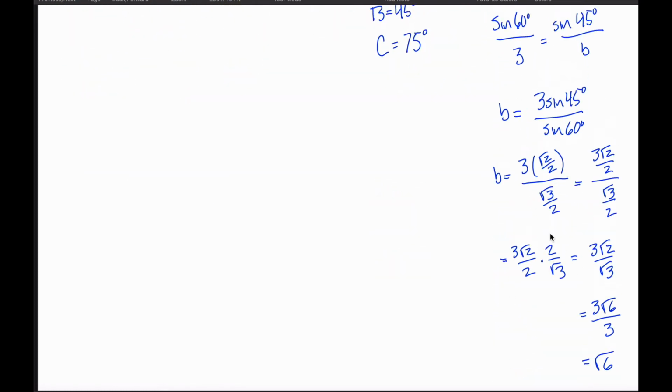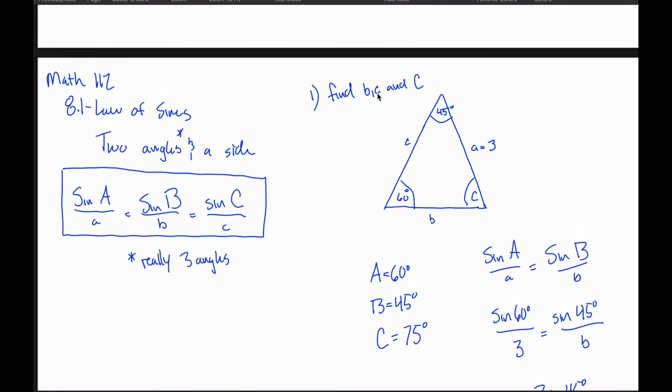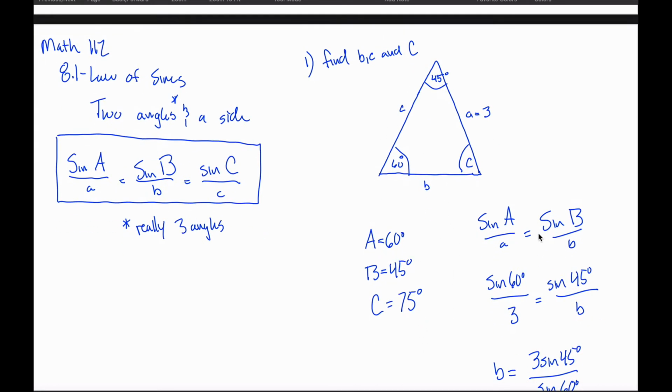We've now done 2 of the 3 parts, right? We were asked to find B, C, and capital C. Capital C was easy. B we found using the law of sines. What about little c? Well, we can just use the law of sines again. Now I know little a and little b, and I want to know little c.